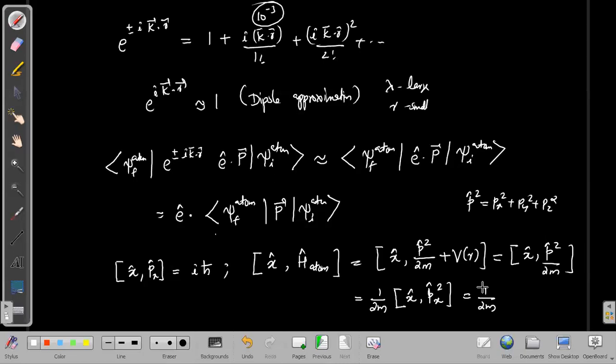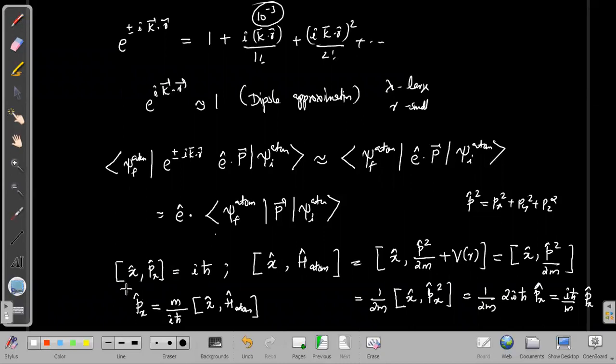Okay, this result is very easy to calculate, so I'm skipping the steps. If you want, you can do it. Now x with px square gives the result 2 i h cross px, so these two would cancel, and what you get is equal to i h cross by m times px. So what is the takeaway of this? The momentum operator px can be written as m divided by i h cross, the commutator between x and the Hamiltonian of the atom.